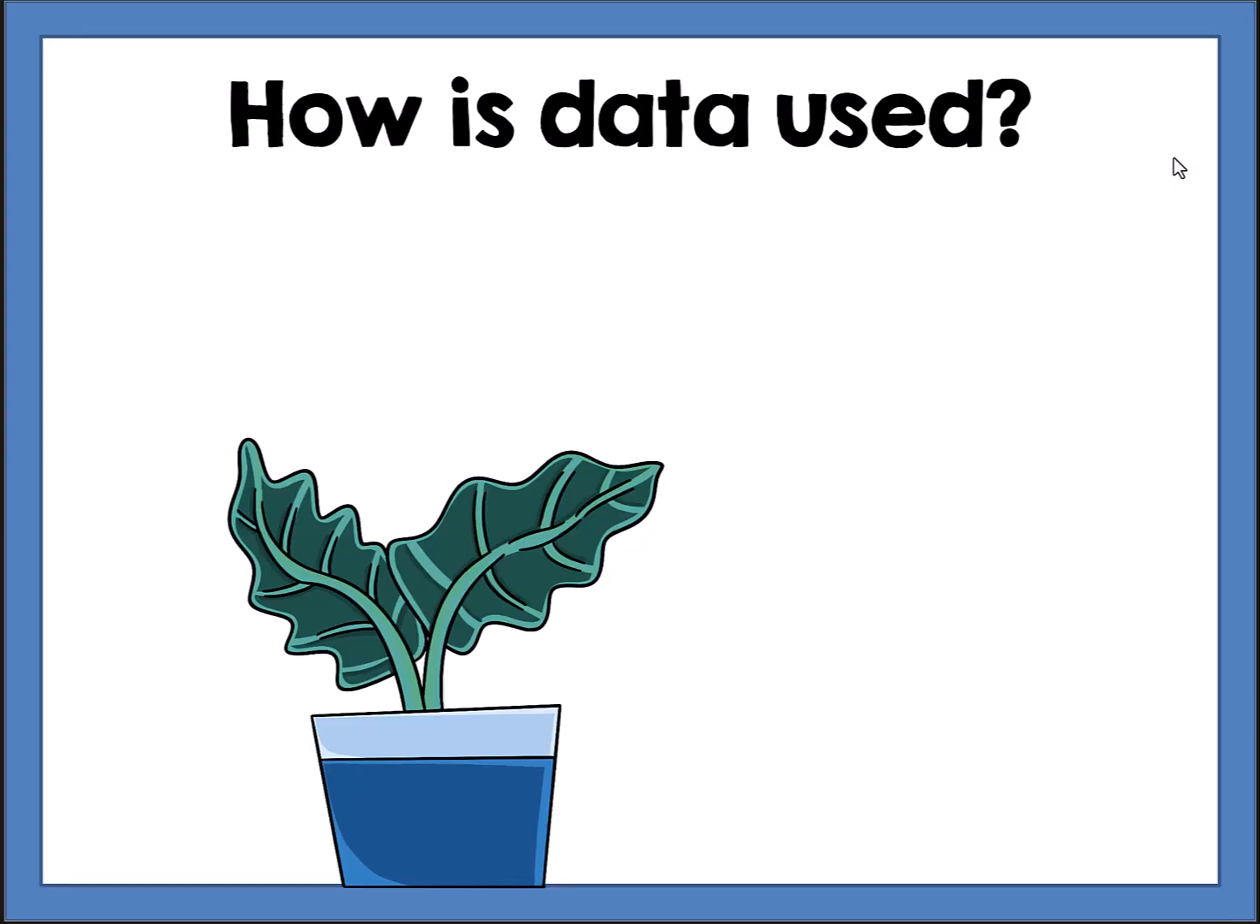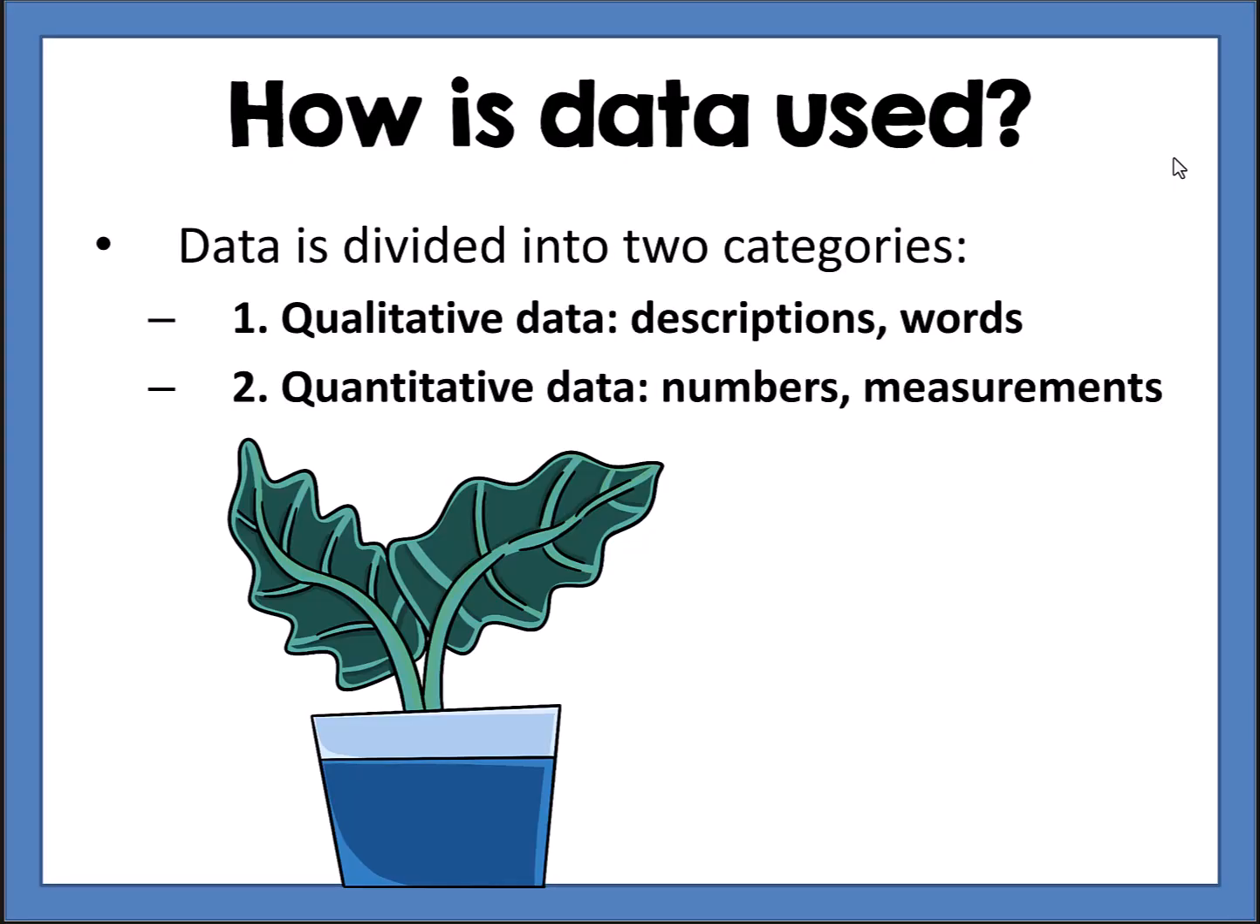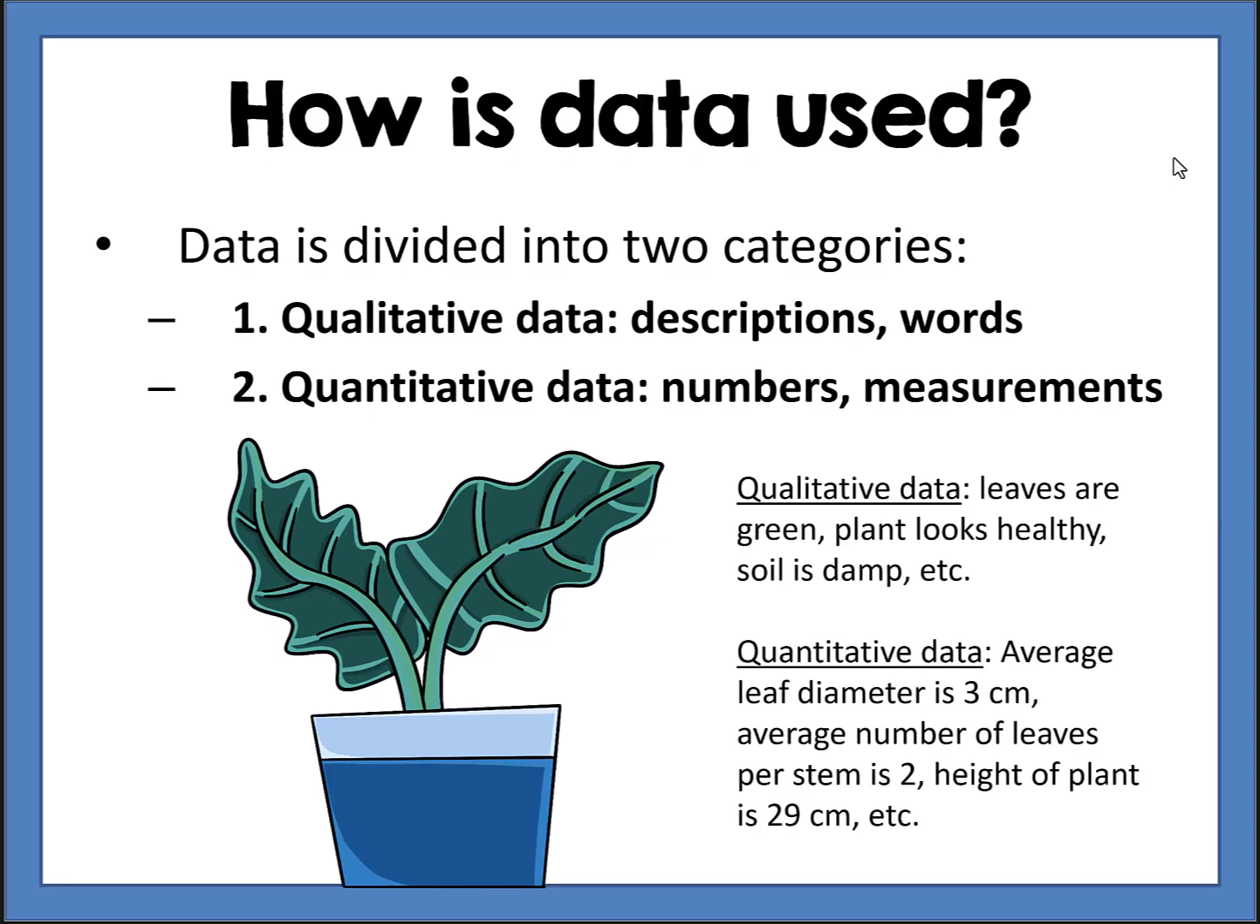So how is data used? Well, data is divided into two categories. Qualitative data, which is descriptions and words, and quantitative data, which would be numbers or measurements. Quantitative obviously meaning a quantity.